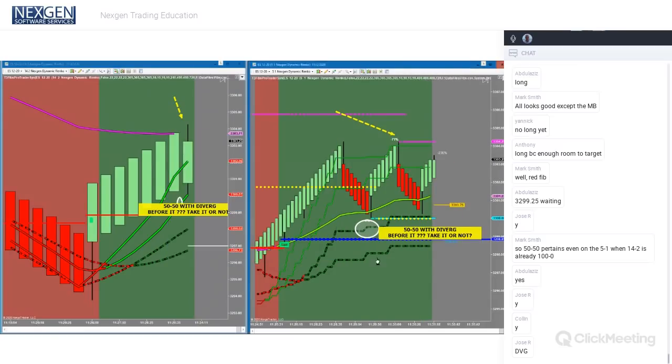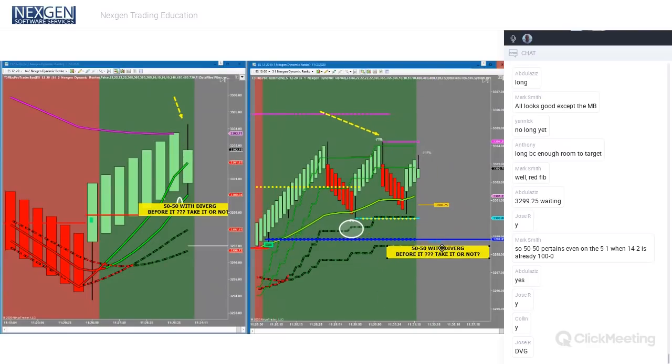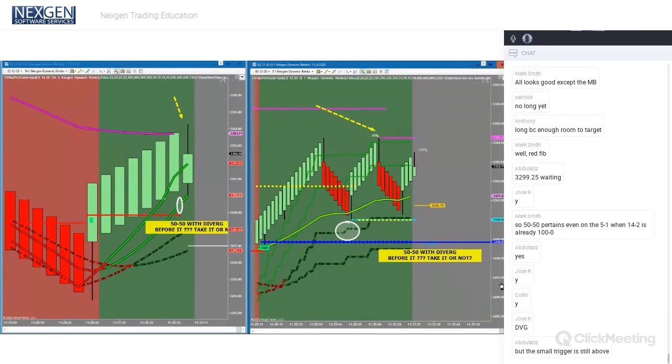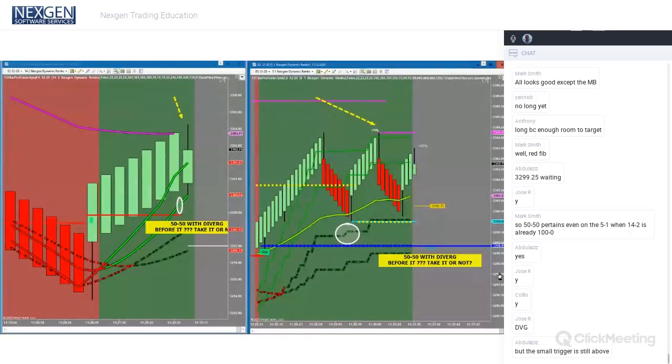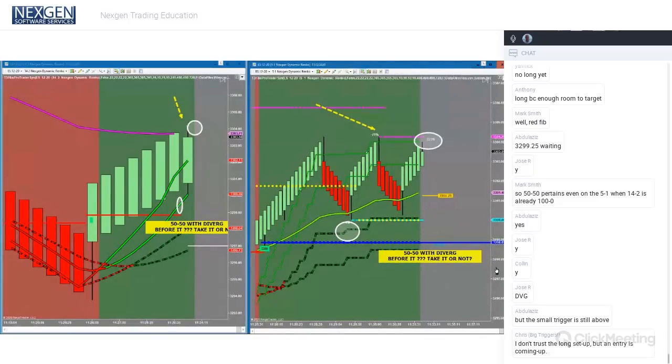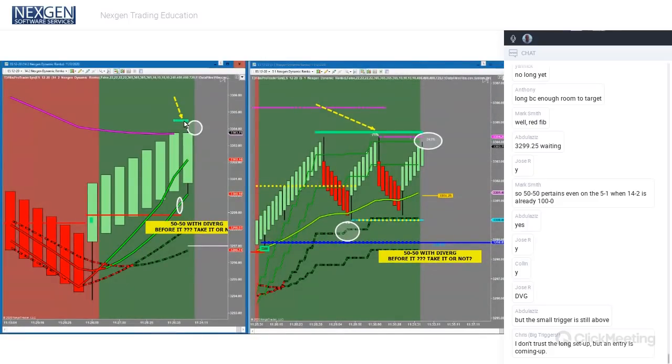This is your choice. It didn't quite make it, so it doesn't really matter. Now, watch this. It's going to exponentially get worse for a long trade if we get another divergence or a pivot stop out. You don't trust it? All right. Well, if you don't trust it, it shouldn't be a setup. Right?